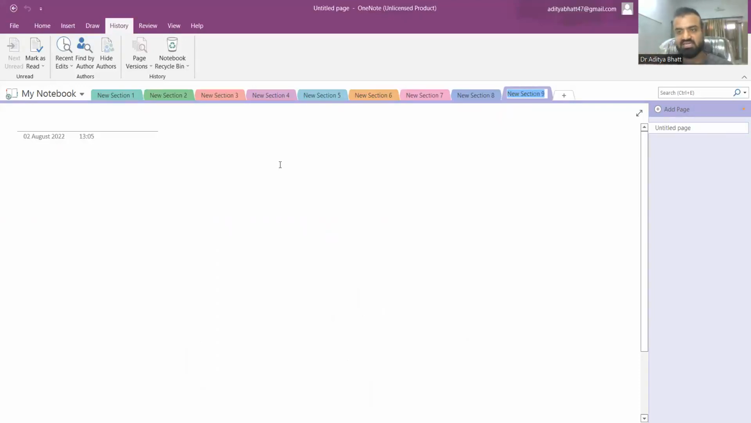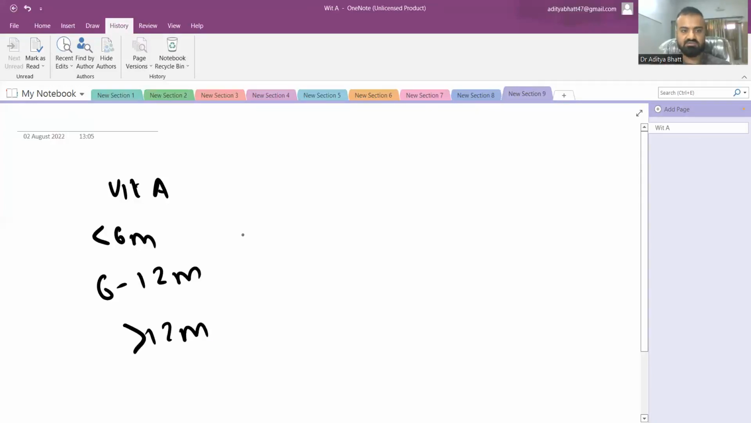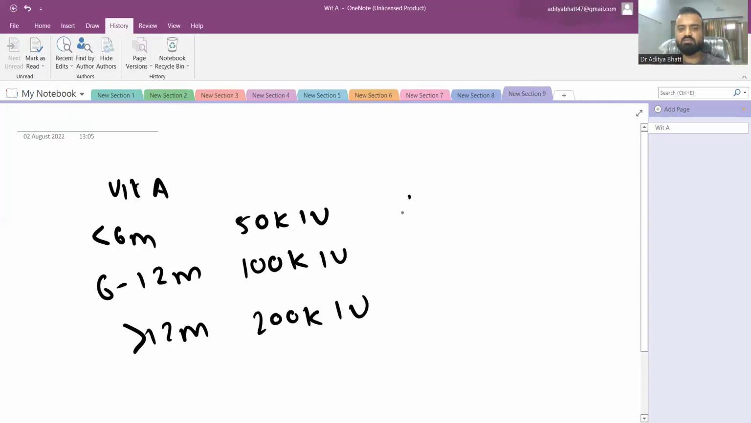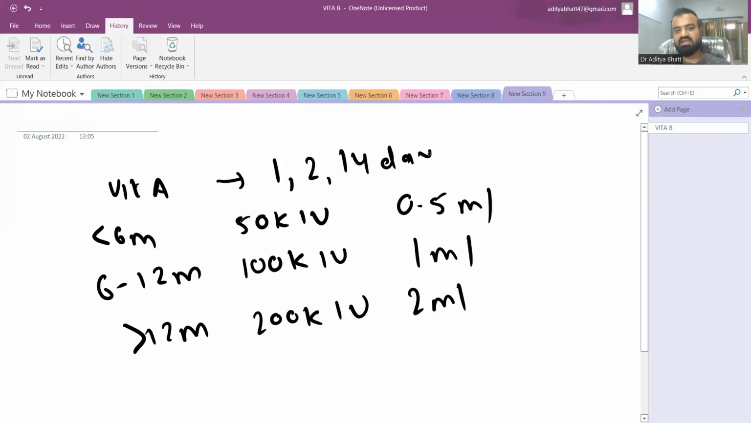And if there is corneal ulceration, you have to give vitamin A. Vitamin A for less than 6 months, 6 months to 12 months, and more than 12 months: 50 kIU, 100 kIU, and 200 kIU. So this is 0.5 ml, this is 1 ml, and this is 2 ml. This is the dose you have to give at 0 or 1, 2, and 14 days. 3 times you have to give this vitamin A dosage to the children, and the child will improve.